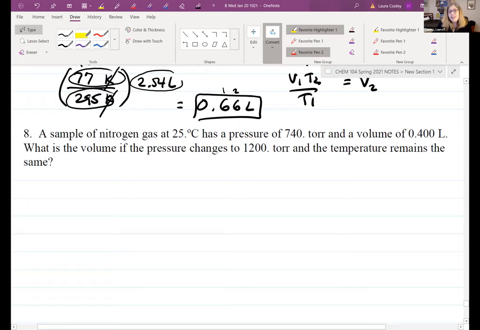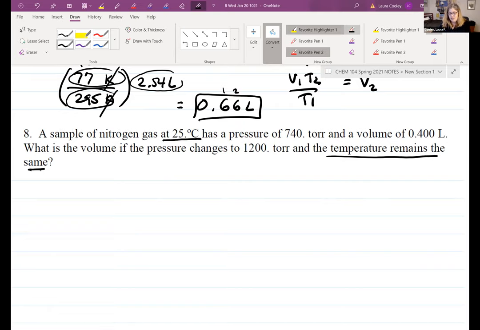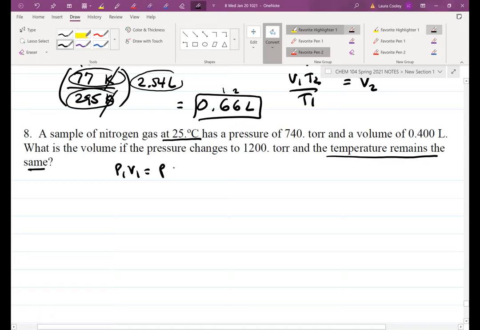So here, and again, you're given a piece of extraneous information, right? It said the temperature is constant, so there's no need to be given that temperature, but you should recognize that you don't need it. So okay. Here we have P1 V1 is P2 V2.